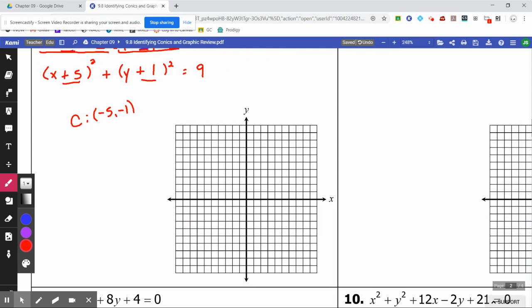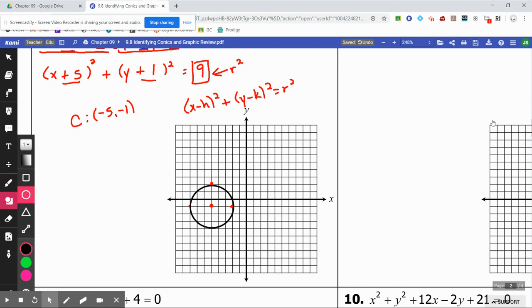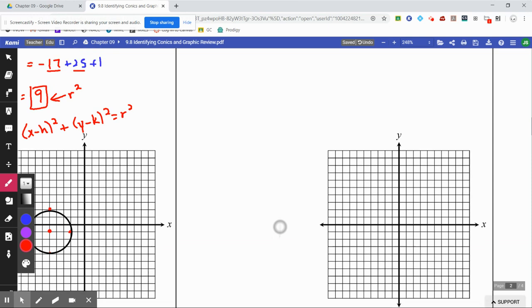So let's go ahead and plot that center. Now the radius of your circle, this would be the radius squared. If you remember, the basic form of a circle is x minus h squared plus y minus k squared equals r squared. So that's your r squared. The radius in this case would be 3, so we're going to go up 1, 2, 3, right 1, 2, 3, down 3, and left 3, and we're going to now connect our dots. And there's your circle.